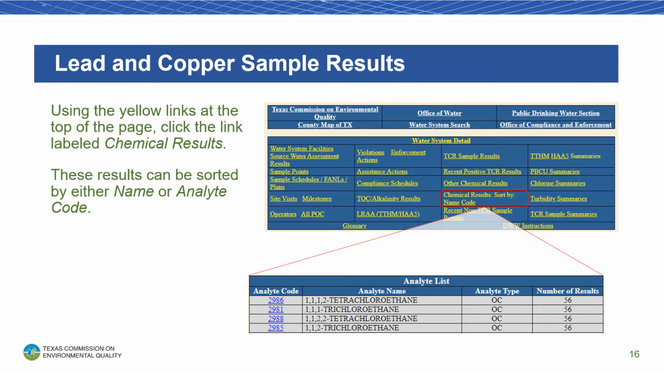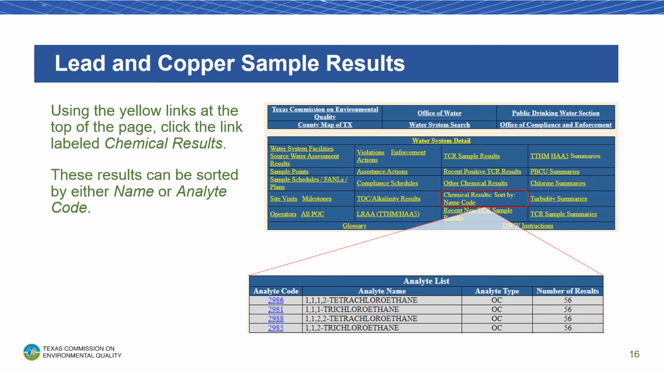Detailed lead and copper sample results can also be found in the Chemical Results section of Drinking Water Watch. This method is best for comparing results with your chain of custody form, as the fields match most closely. To navigate to the sample results, click the yellow link on the PWS main page labeled chemical results. These results can be sorted either by name or analyte code. It is suggested to sort by name by clicking the link labeled Name in the Chemical Results field.